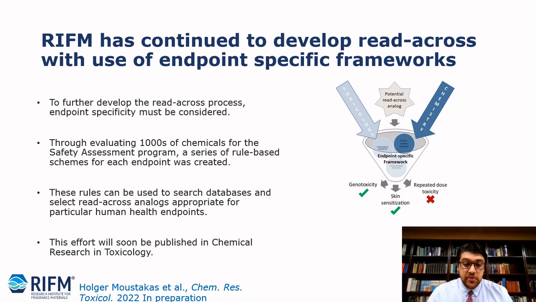Through evaluating the thousands of chemicals for our safety assessment program, a series of rule-based schemes for each endpoint was created. We can then use these rules to search through databases and then select the most appropriate read-across for any particular human health endpoint. For example, in genotoxicity and skin sensitization, one of the most important features is reactivity. If we're able to have the same reactive groups in both the target and the read-across analog, it is likely that the read-across would be appropriate.